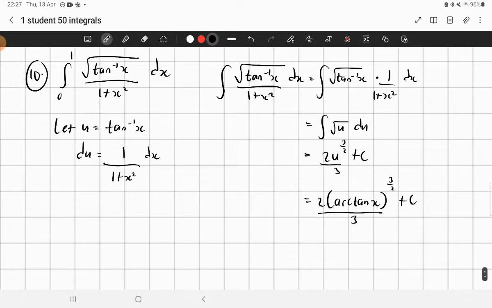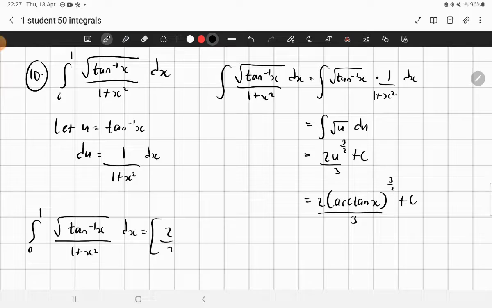Therefore, rewriting it back, the integral from 0 to 1 of the square root of the arctangent of x divided by 1 plus x squared dx, you will obtain the following. It will be 2 over 3 arctangent x to the power of 3 over 2, from 0 to 1. So arctangent of 1, let me go back. Arctangent of 1 is just pi over 4.